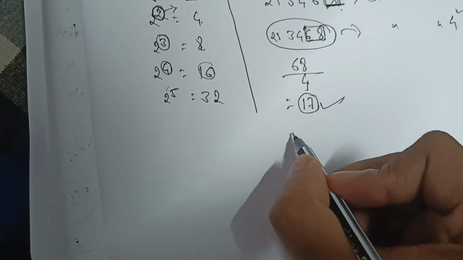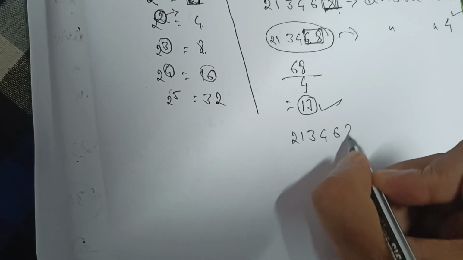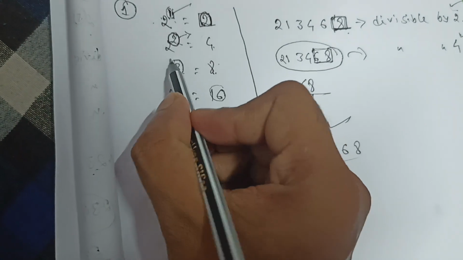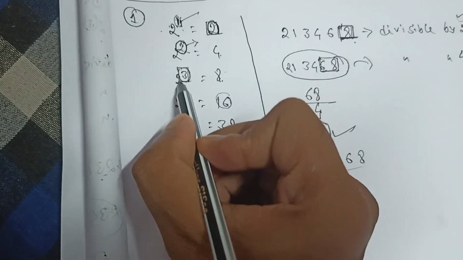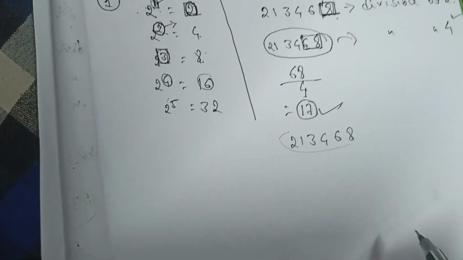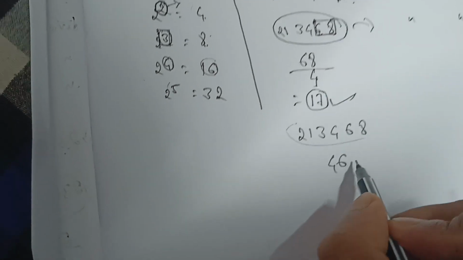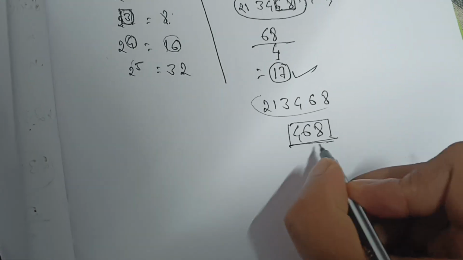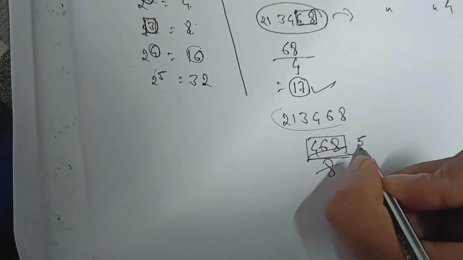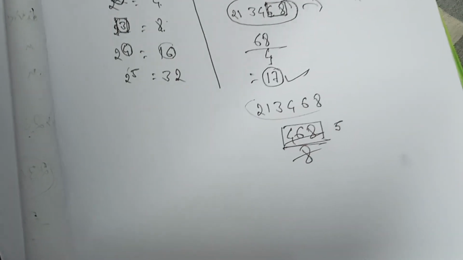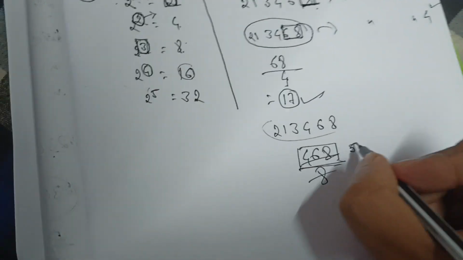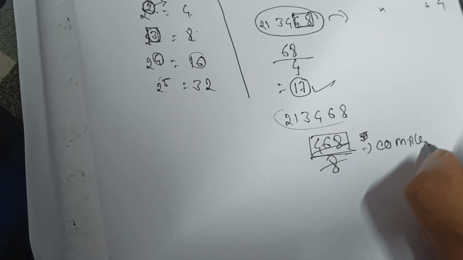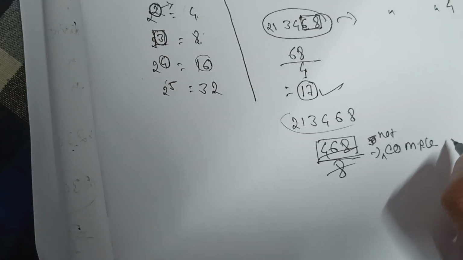Let's check another check. Taking the same example, 213468, how can I check whether this number is divisible by 8 or not? We have to check the last 3 digits. The last 3 digits are 468. Is 468 divisible by 8? Let's check. 5 eights are 40, 6 eights are 48. So these are not completely divisible, not completely divisible.